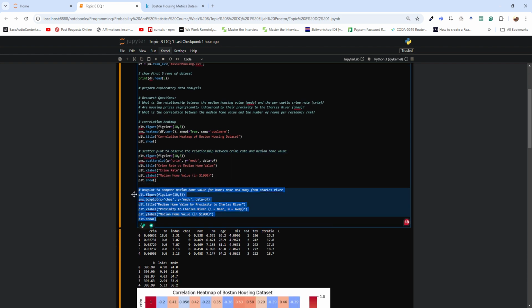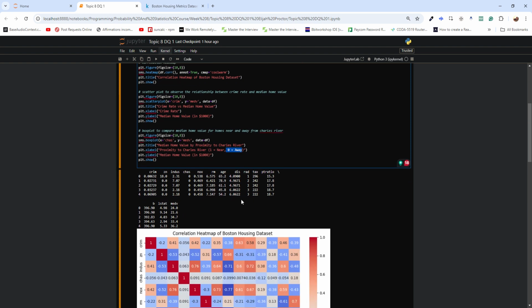And then we're going to use a box plot to compare the median home values of houses that are close to the Charles River and those that are far away. And so if they're close, they're going to have a value of 1. If they're far away, they're going to have a value of 0. And so here are the results printed from our Python script.